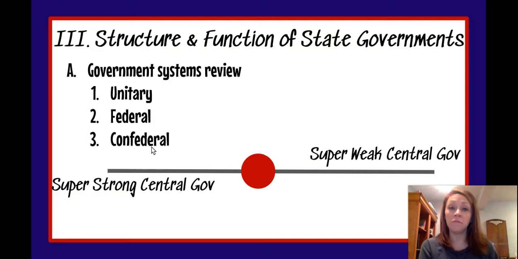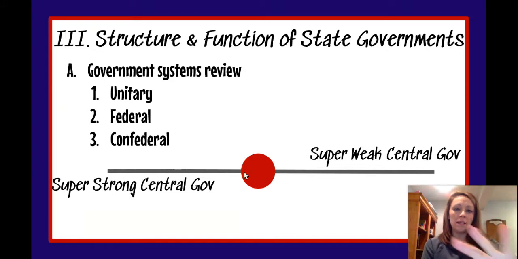And then we've got a confederal system. In a confederal system, the state governments retain most authority and the federal government is super, super weak, okay? We have never had a unitary system in the United States. We have a federal system right now, and we had a confederal system under the Articles of Confederation, okay?